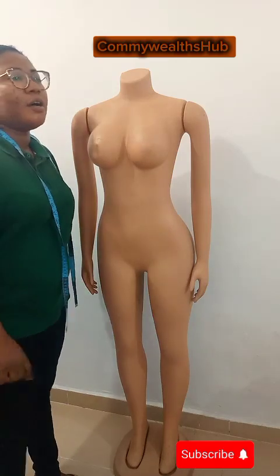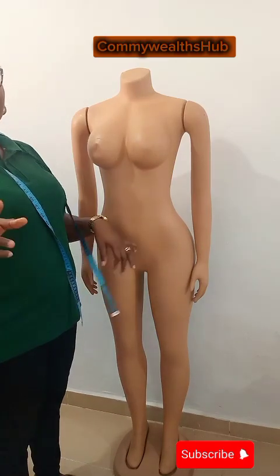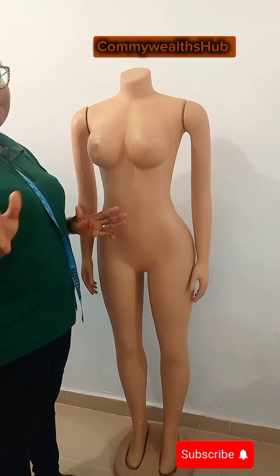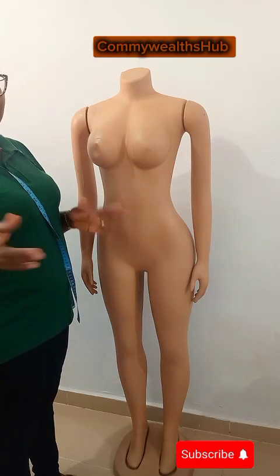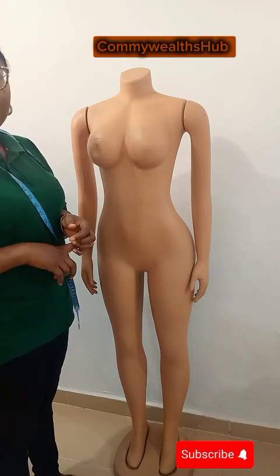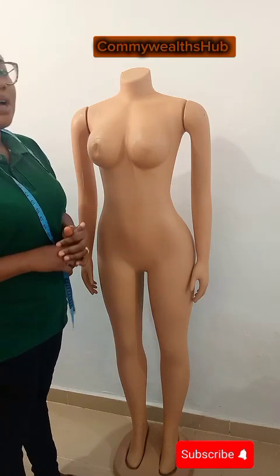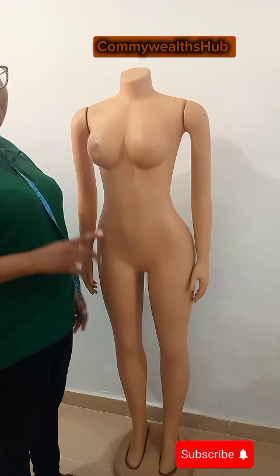And then before we go ahead, there are three categories of how to take body measurements. We have the vertical body measurement, we have the horizontal body measurement, and we also have the circumferential measurement.